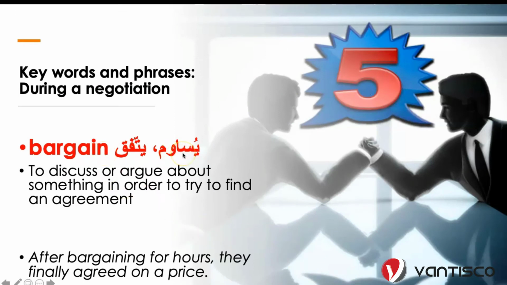bargain يعني يساوم أو يتفق. To discuss or argue about something in order to try to find an agreement. So البارجن هي العملية اللي بتصير قبل ما نوصل للاتفاق. مثلا After bargaining for hours, they finally agreed on a price.